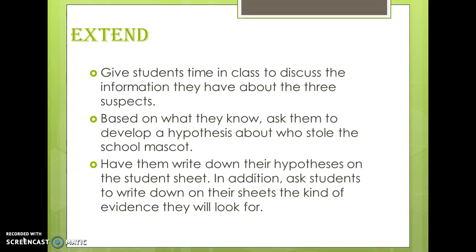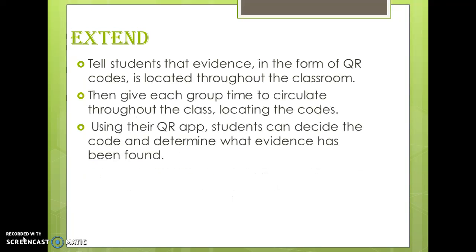To extend, you're going to give the students time in class to discuss the information they have about the suspects. Based on what they know, ask them to develop a hypothesis about who stole the school mascot. Have them write down their hypothesis on the student sheet. In addition, students will be asked to write down on the sheets the kind of evidence they will be looking for. And all of this evidence will be on QR codes. They will scan and it will give them evidence. They will scan again and get another piece of evidence. So everything will be based on QR codes.